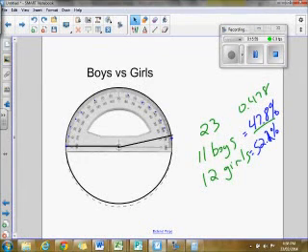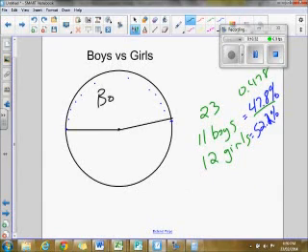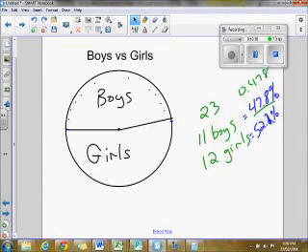Move that down just a little bit. Kind of somewhat meet there. There's my circle. This is boys. This is girls. So you can see on the graph that the girls have slightly more than the boys do.